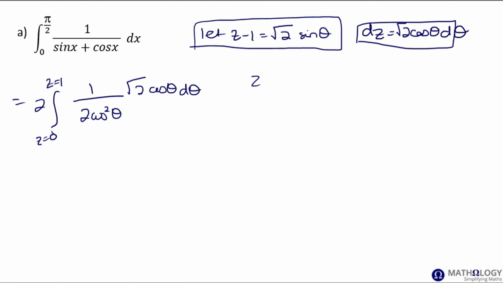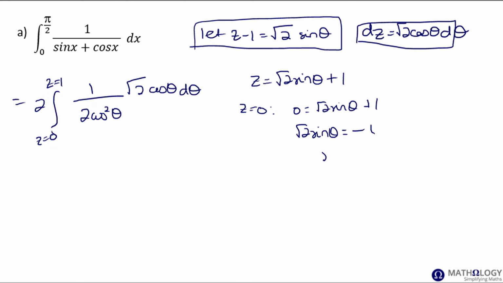So z equals root 2 sine theta plus 1. So when z equals 0, we have 0 equals root 2 sine theta plus 1. Root 2 sine theta equals negative 1. Sine theta is minus 1 over root 2. So we're looking at an angle in the fourth quadrant. Right, so sine is negative in the third and in the fourth. So we're looking at an angle here, the negative acute angle.